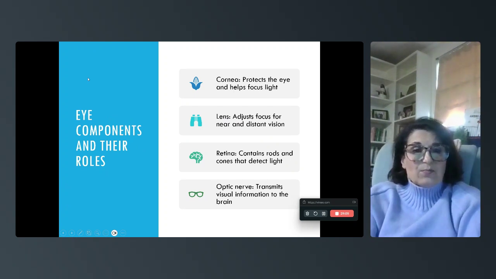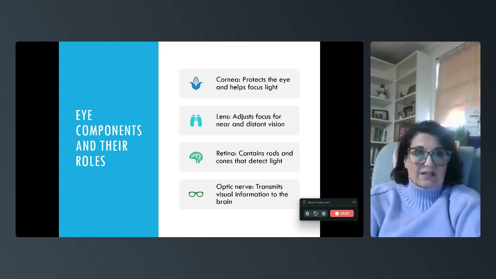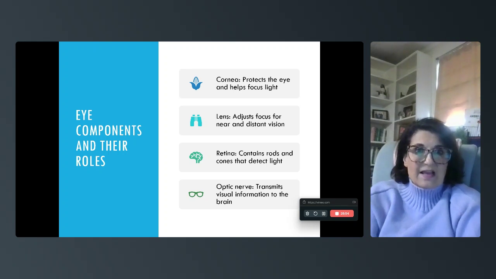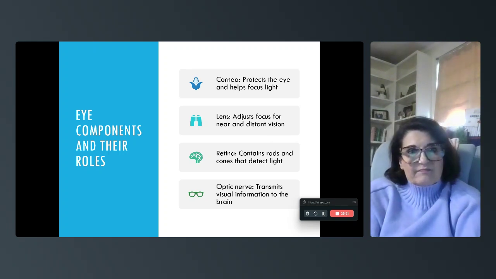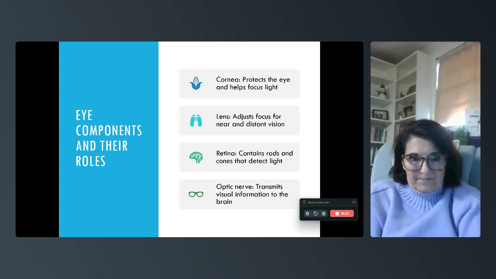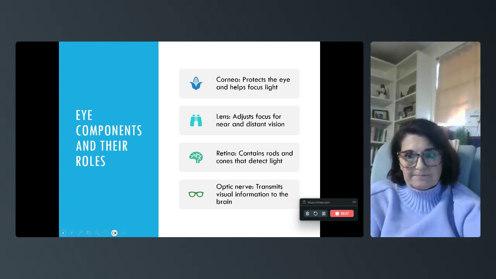The cornea helps to protect the eye, and it helps to focus light. If you've ever heard of anybody having a scratched cornea, that's why it's so serious, because when it's scratched, it can't protect the eye and focus that light. The lens helps to adjust focus for near and distant vision. So when you're old like me and you have to start wearing glasses, your lens is wearing out, and so you can't see like you used to. The retina contains rods and cones that detect the light, and then the optic nerve transmits visual information to the brain.